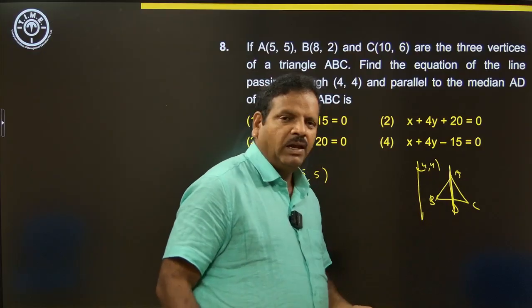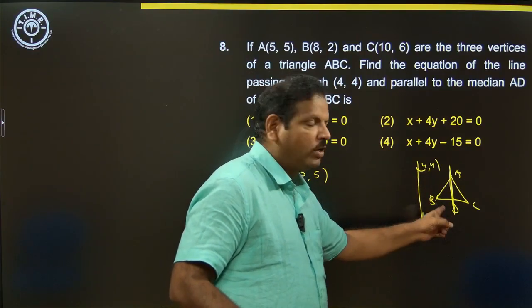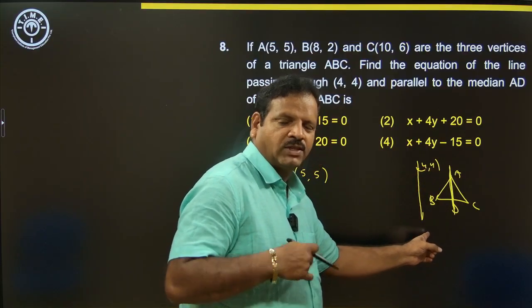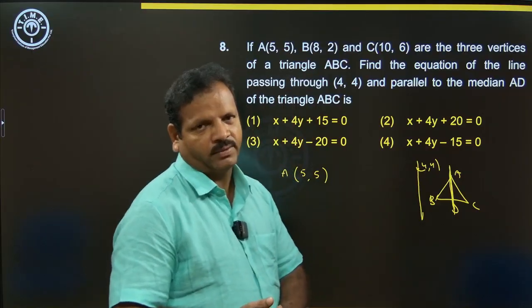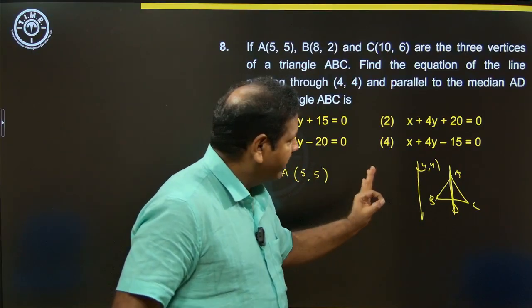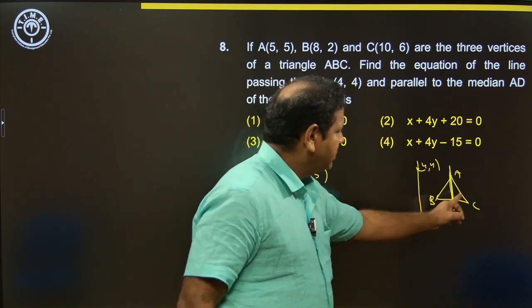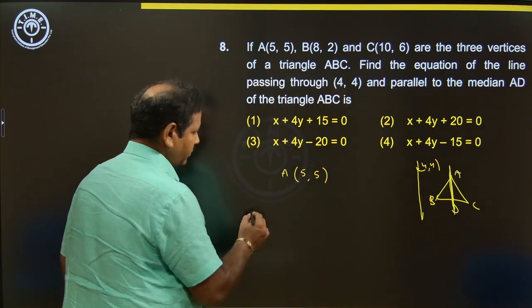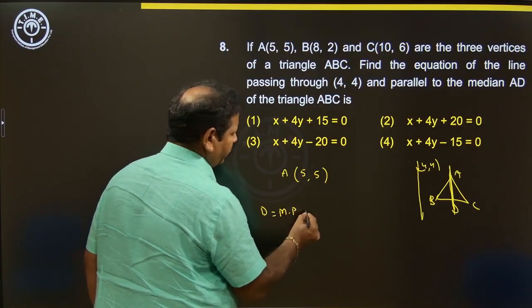When two lines are parallel, their slopes are equal. And if we know the slope of AD, we will know the slope of the required line. Using that slope and point, you can write the equation of a line. So, I am trying to calculate the slope of AD. But D తెలియాలి కదా. What is D? D is nothing but the midpoint of BC.